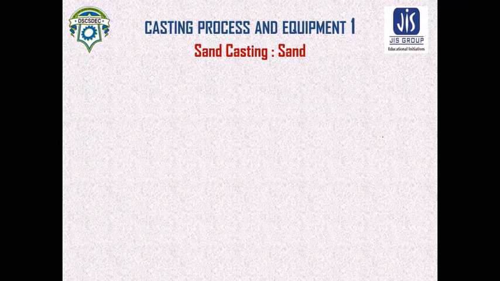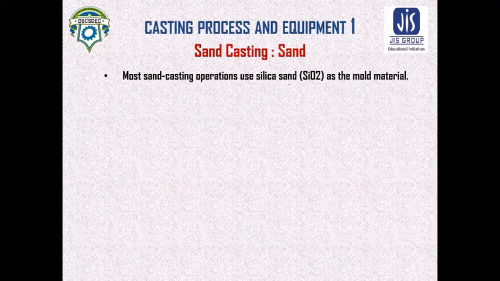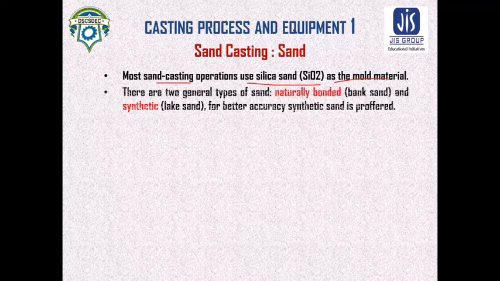Now in sand casting, we are going to have some detailed discussion. For that, first we need to know about the sand. Most sand casting operations use silica sand, that means SiO2, as the mold material. In nature there are two general types of sand: naturally bonded sand or bank sand, and synthetic sand or lake sand.